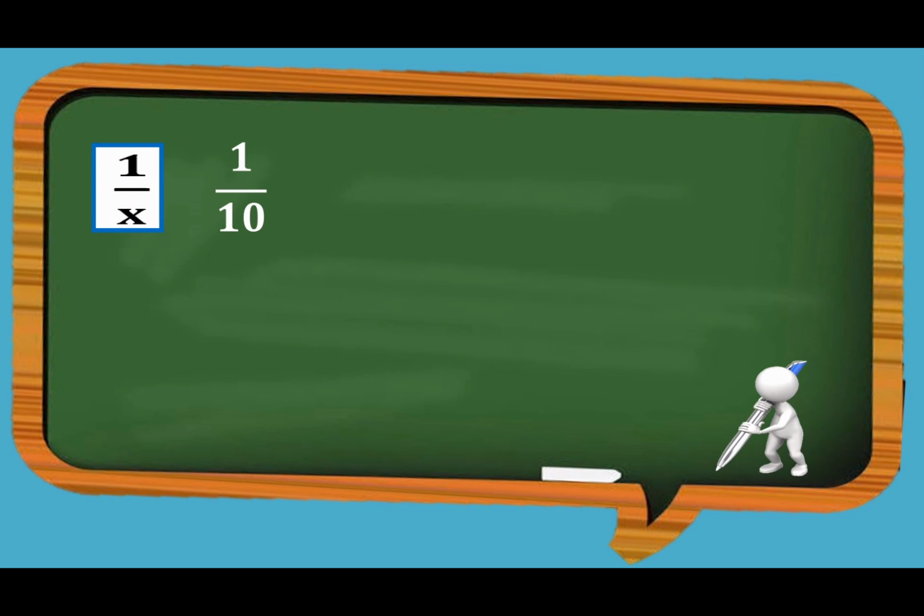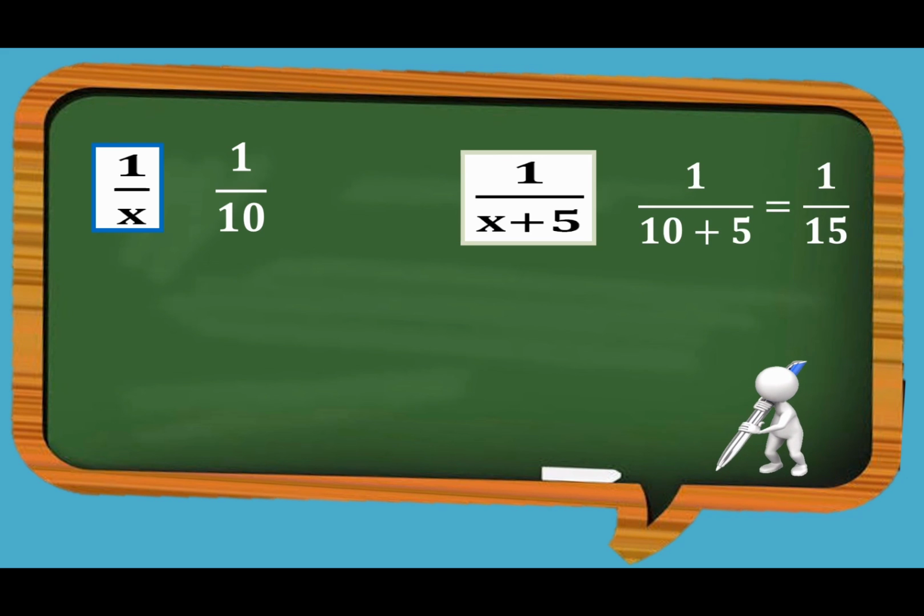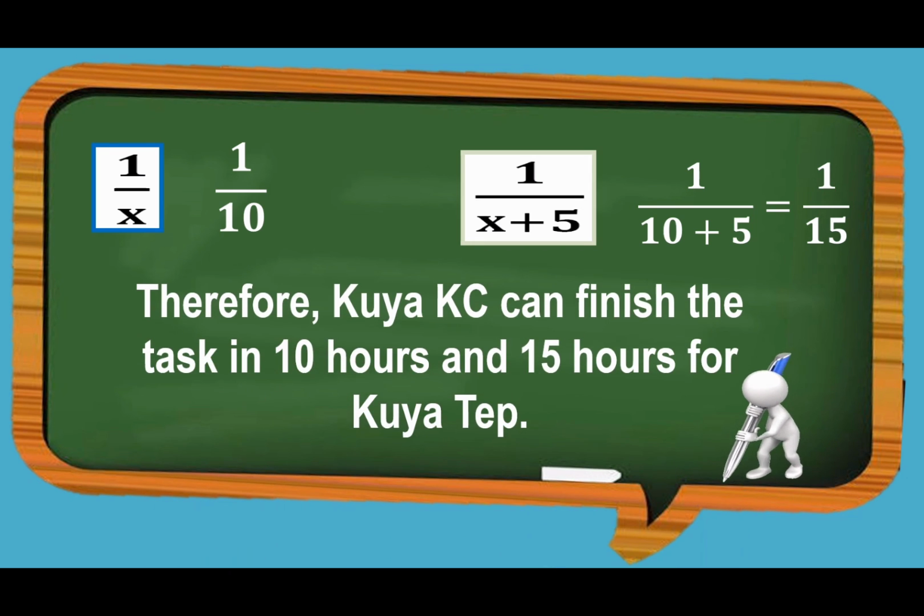So 1 over x is equal to 1 over 10, replacing the value of x by 10. Then 1 over x plus 5, that will be 1 over 10 plus 5, which is equal to 1 over 15. Therefore, Kuya Casey can finish the task in 10 hours and 15 hours for Kuya Tep.